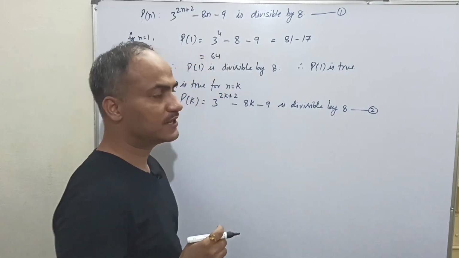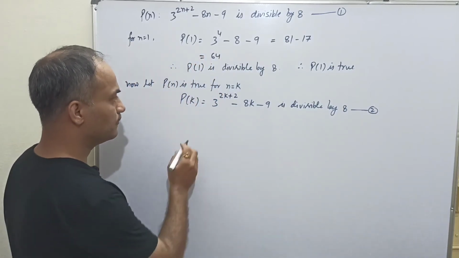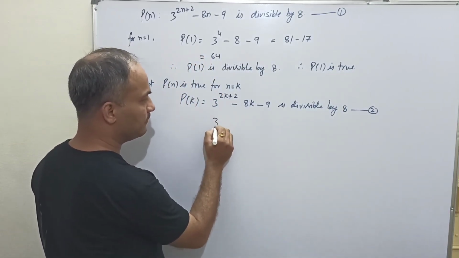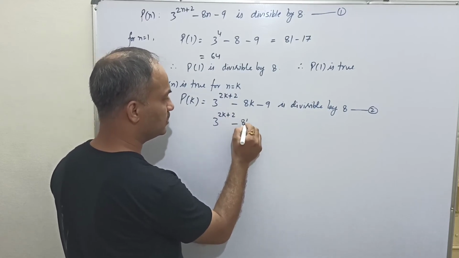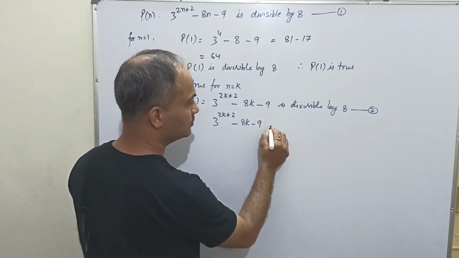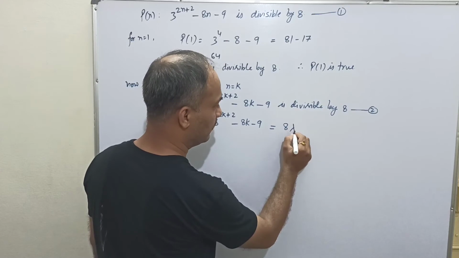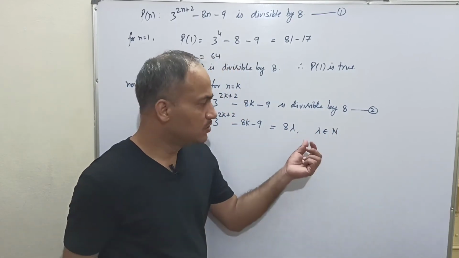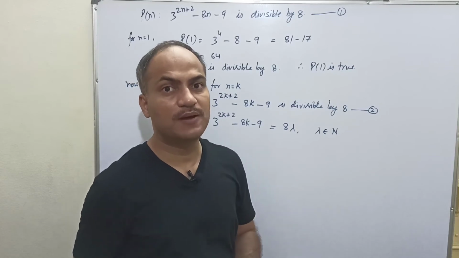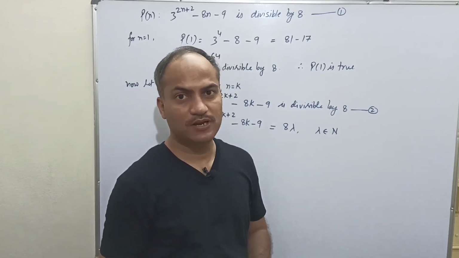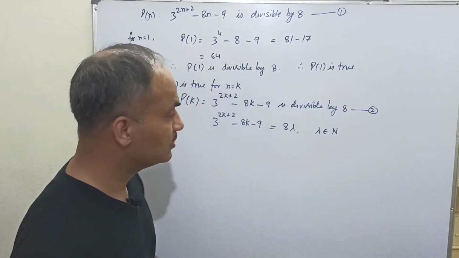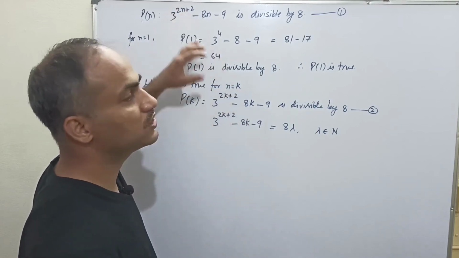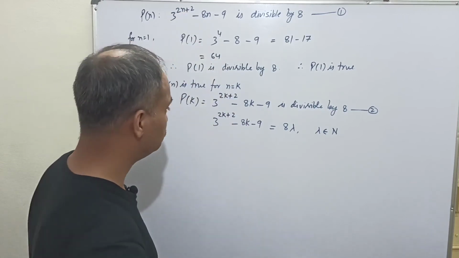Okay, this is our main step. So we can always write that this entire value minus 8k minus 9 is equal to 8 into lambda, where lambda is any natural number. If students fear the lambda, they can take any other variable which they feel convenient, but the variable should not be included in the question. That is the main condition.